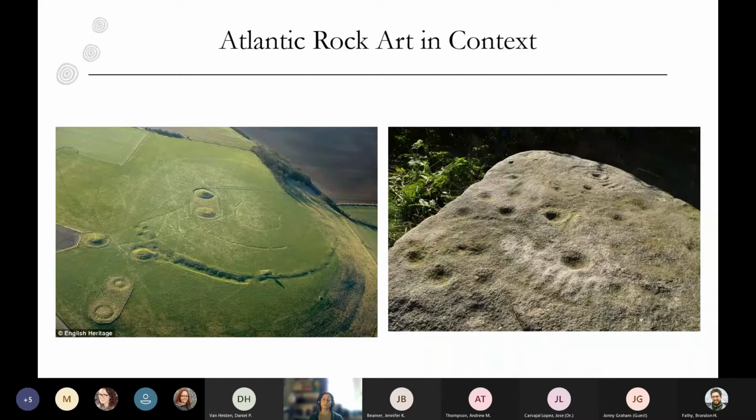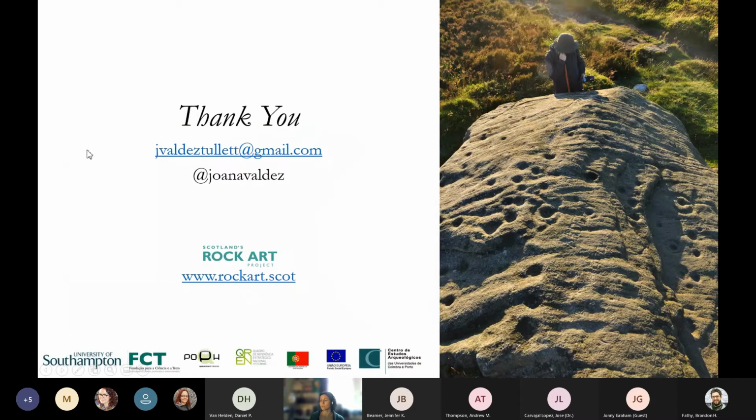And so, to use Antonia Thomas's metaphor for the art of the Ness of Brodgar, this is essentially when Atlantic rock art as we know it to have been originally was killed. And I think I'm going to finish there because I'm already overrunning. And thank you very much for your attention.